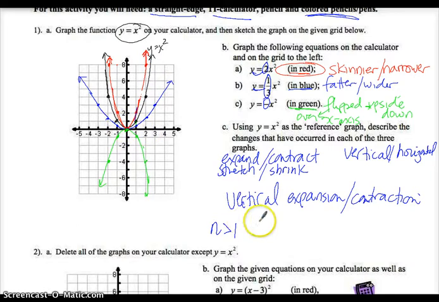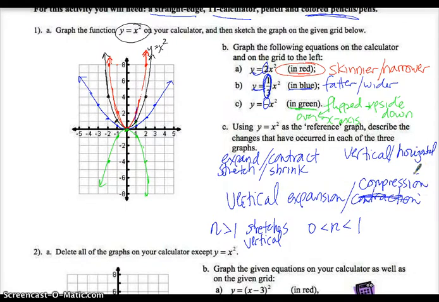So this number greater than 1 stretches vertically. It's a vertical expansion or a vertical stretch. If the number is caught between 1 and 0, right, that's a fraction, that's the second example up here, then that is a vertical compression. Sorry, not contraction, but compression. It's a vertical compression, so it's pushing down.